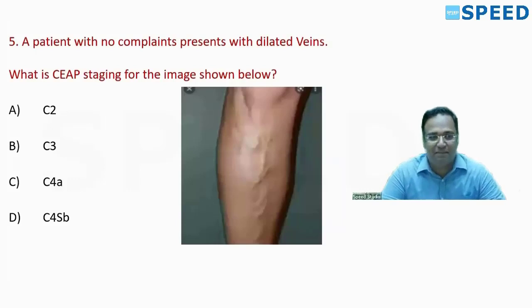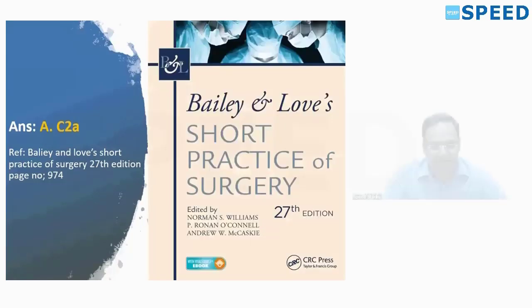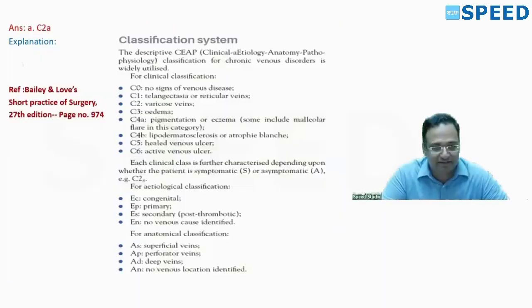A patient with no complaints presented with dilated veins. What is the CEAP staging for the image shown below? What is your answer? Option A says C2, C3, C4A, C4B. The right answer for this question is C2.